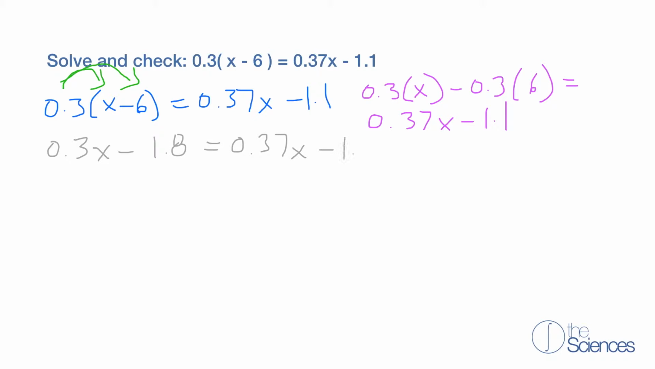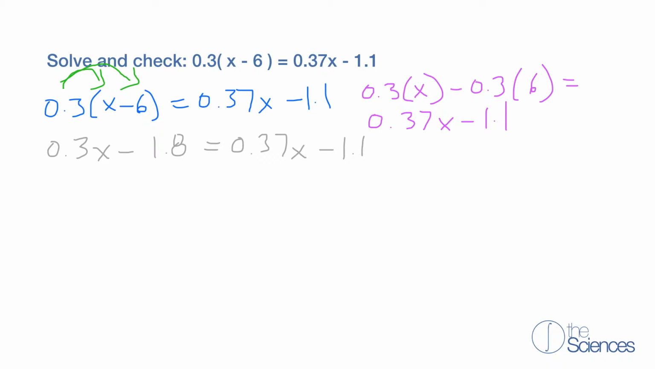0.37x minus 1.1. So now you can see that we're working with decimals and that our greatest decimal is 0.37, which is 2 decimal places. So we can make our job easier by multiplying both sides of the equation by 100, which will move our decimal place 2 places over and allow us to work with whole numbers.